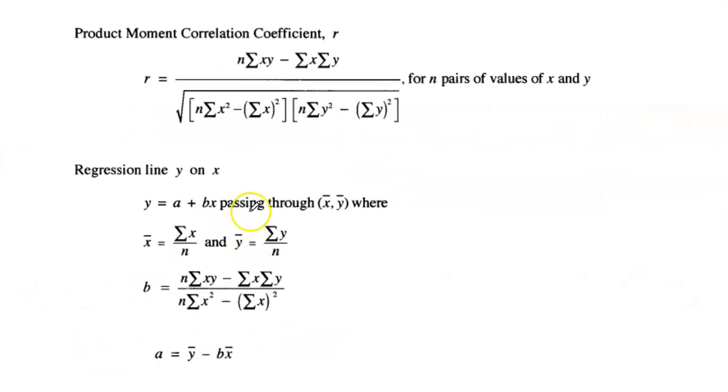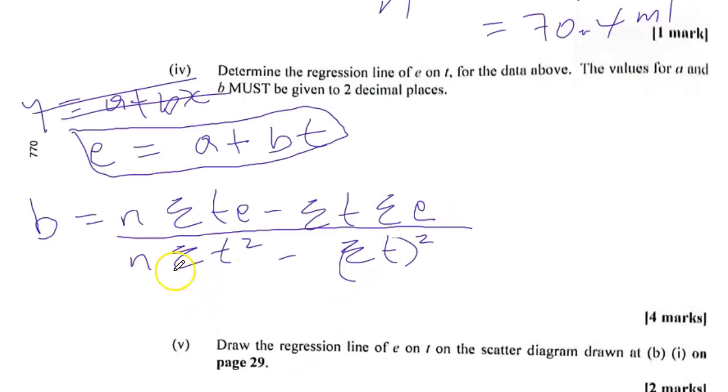If you look at the formula sheet, the formula for the regression line, this is it. We're simply going to replace, where we have X, we're going to replace that with T, and where we have Y, we're going to replace Y with E. So this is the formula for B, it's the formula for A. Replace X with T and the Y with E. Let's do that. Alright, so we rewrite the formula. Let's plug in our values now.